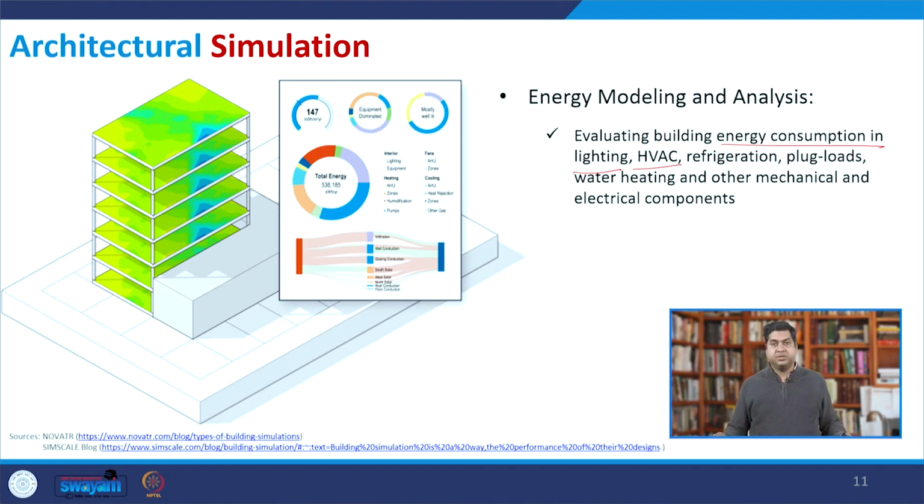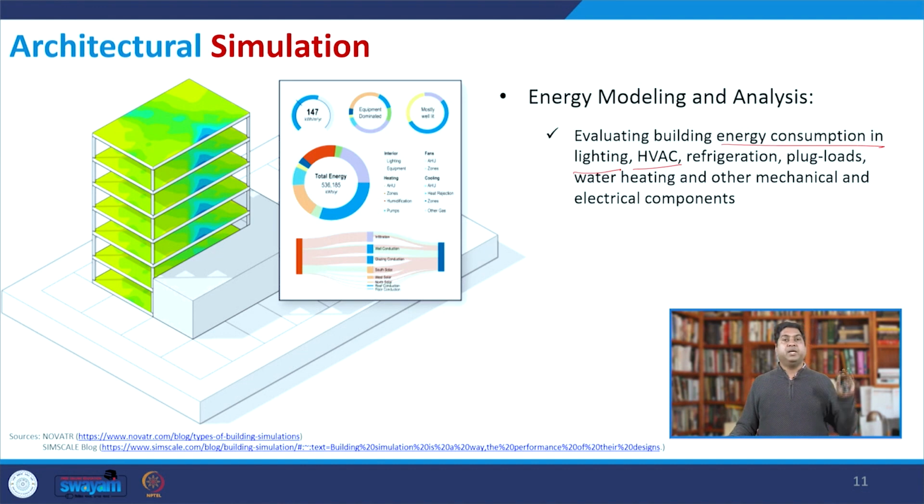So for all these artificial, mechanical and electrical appliances, you can simulate how the building is performing: whatever the total energy you are consuming, and the proportion, okay, maximum in HVAC or minimum in lighting. And then according to that you can change some of the design parameters.